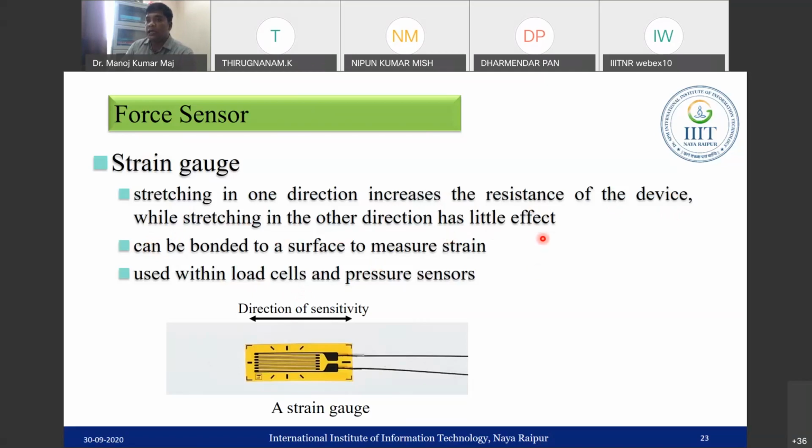So this is called the strain gauge. On this phenomenon, basically your sensor can work, and in this case, it can be bonded to a surface to measure the strain. Strain means how flexible it can be, or what its tensile strength is. That portion we have to see here, and it can be used within the load cell and the pressure sensor. This is an example of the strain gauge, and there are two parts we can see. Depending on the strain, or the tensile strength, of these two parts, we can measure the force sensor over here.